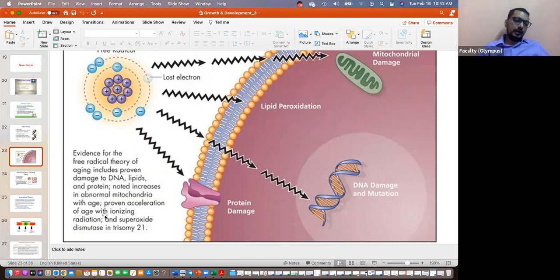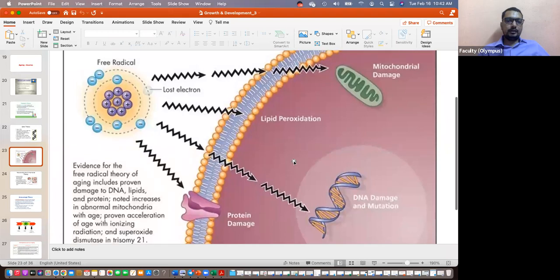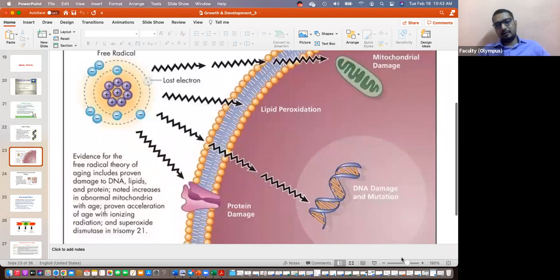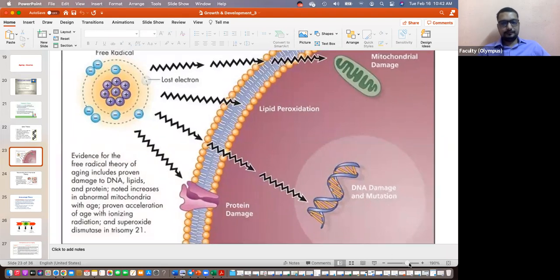And some enzymes like superoxide dismutase, okay, you don't have to write down the name, are examples of enzymes that undergo change in trisomy 21. So the early aging happens in trisomy 21 because of some of these changes. Okay, so like that, free radicals can impact various components of the body, various components of the cell, thereby leading to the aging process.